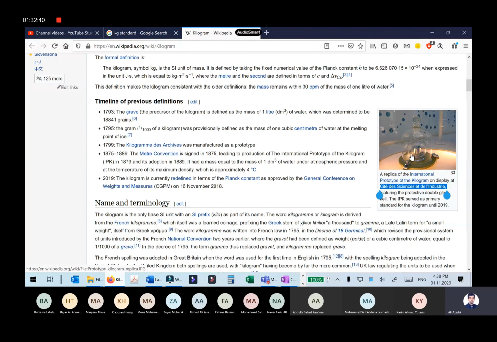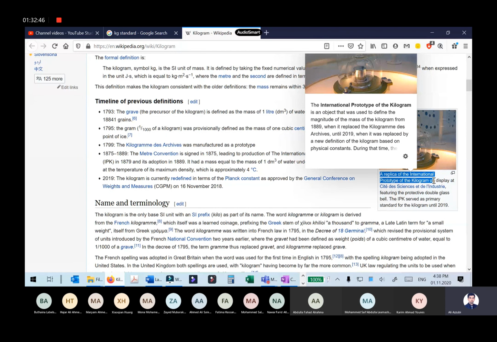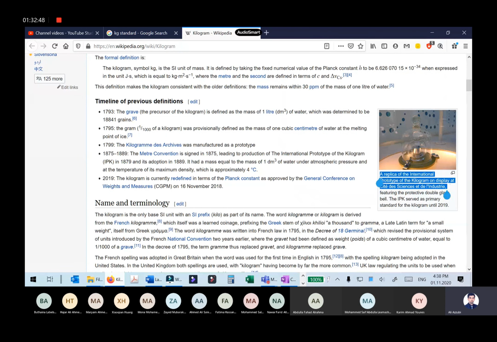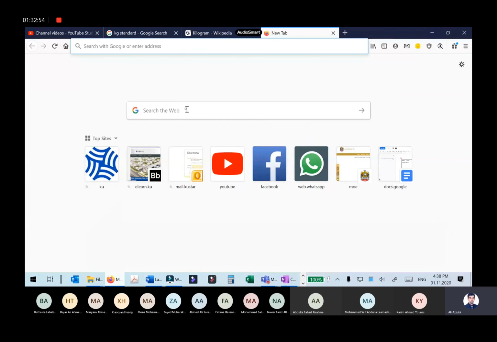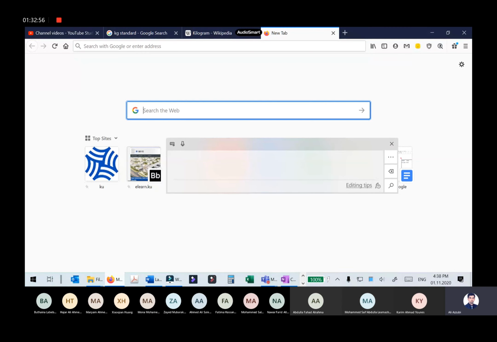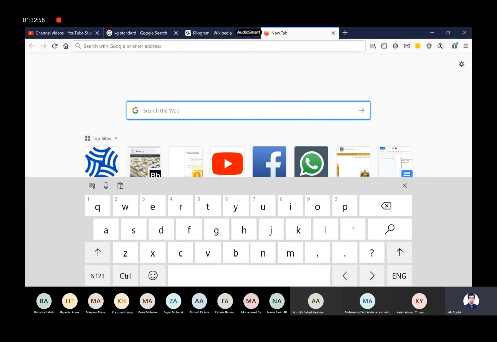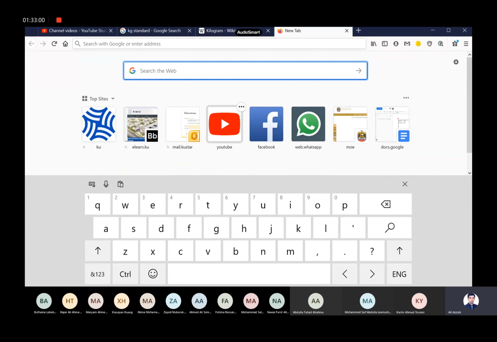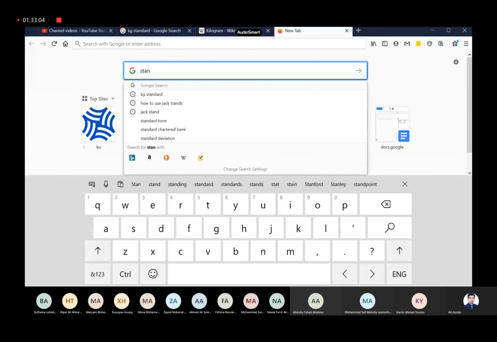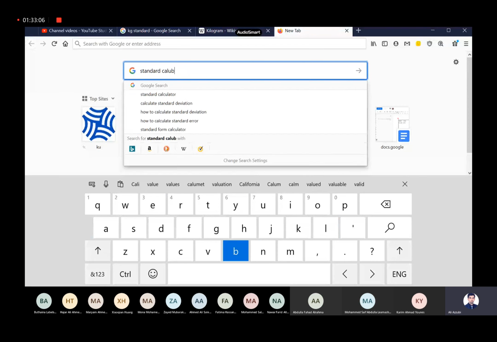this mass. Okay, so basically a standard reference is the standard or the body that has been agreed on to define the unit. Okay. Now, what's the importance of this information? The importance is this. Standard calibration.